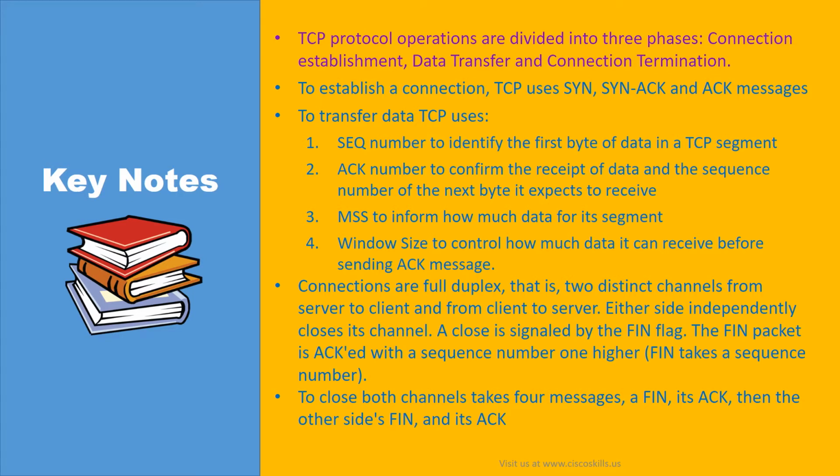TCP protocol operations are divided into 3 phases: connection establishment, data transfer, and connection termination. To establish a connection, TCP uses SYN, SYNACK, and ACK messages. To transfer data, TCP uses the sequence number to identify the first byte of data in a TCP segment, the ACK number to confirm the receipt of data and the sequence number of the next byte it expects to receive, the MSS to inform how much data for its segment, and the window size to control how much data it can receive after sending the ACK message. Connections are full duplex, that is, 2 distinct channels from server to client and client to server.